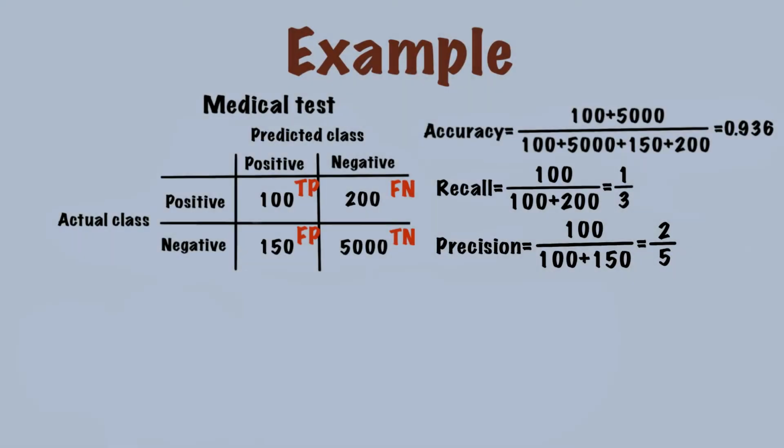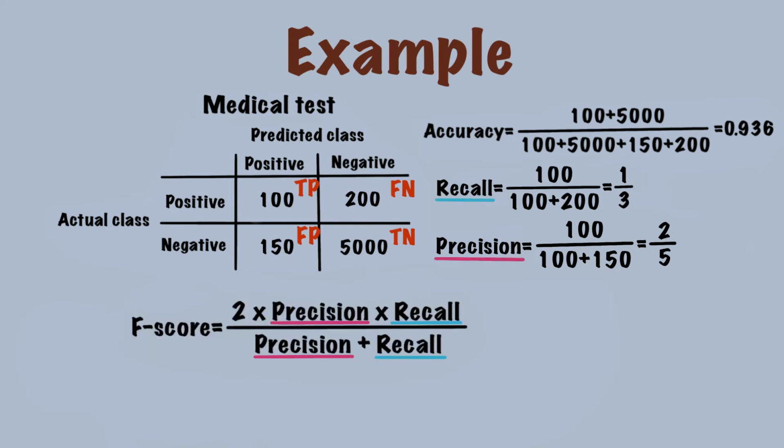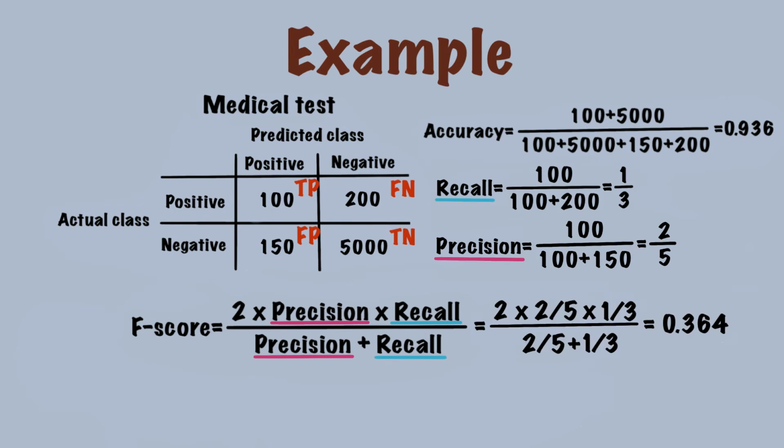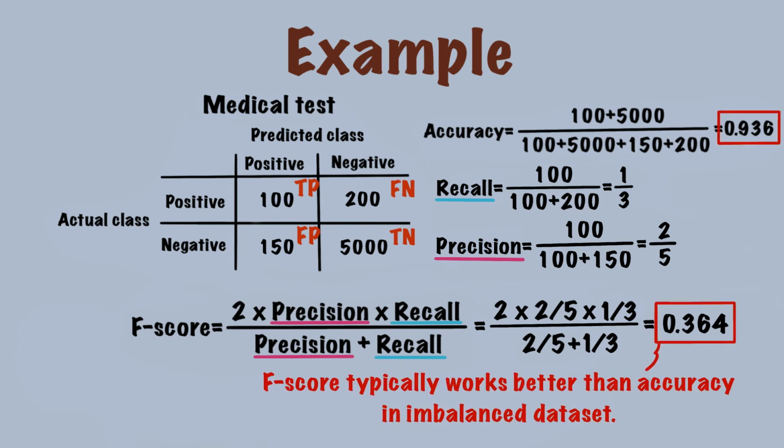Let's look at an example. The model is used to predict the result of a medical test, and the accuracy is 0.936. The recall is 1/3. The precision is 2/5. We want to find the F score for this model. The formula is based on recall and precision, and we already calculated them in the previous video, so we just plug in the numbers. Therefore, the F1 score is 2 times 2/5 times 1/3 divided by 2/5 plus 1/3, which is 0.364.